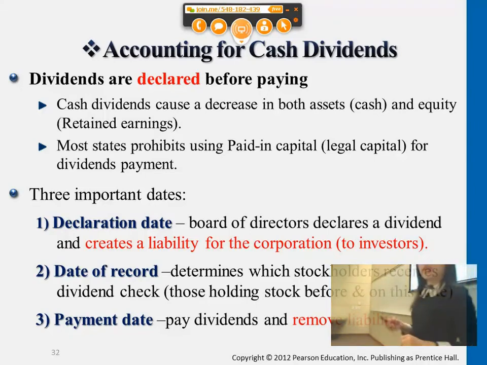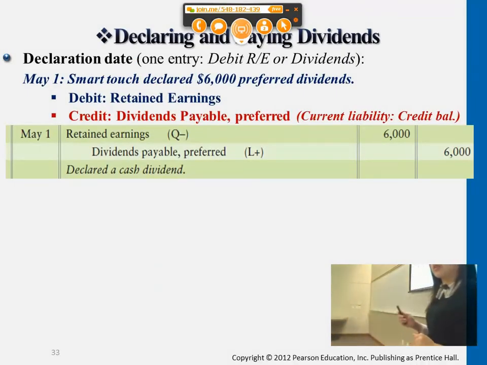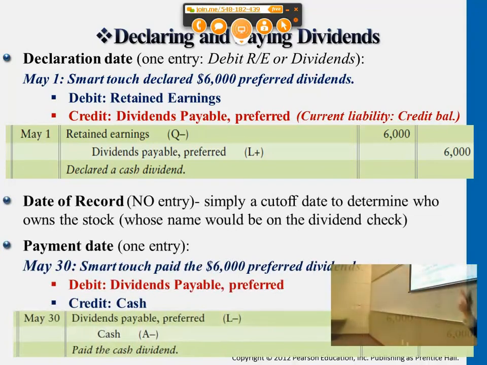So on declaration dates, the journal entry will look like this. There are really just two entries, even though there are three dates that relate to dividends. The first date, the company declares the dividends. They haven't actually given away the stock or the cash dividends, they just declare it. Then we record and reduce the retained earnings, and dividends payable will be credited.